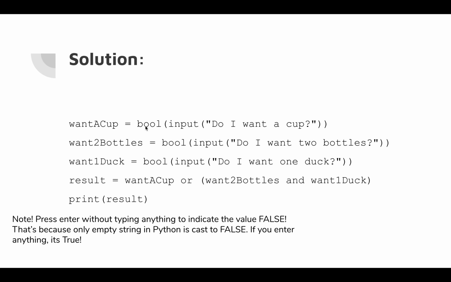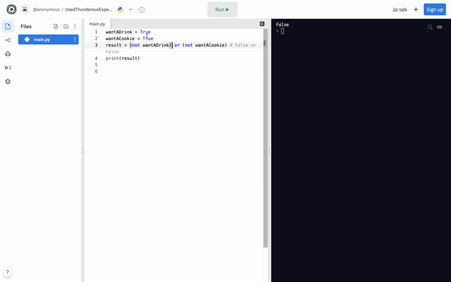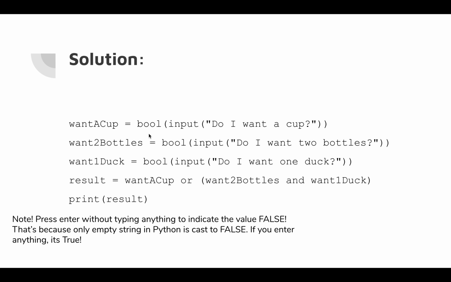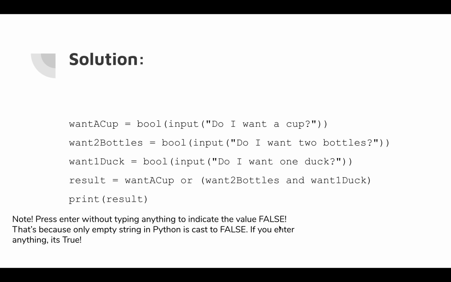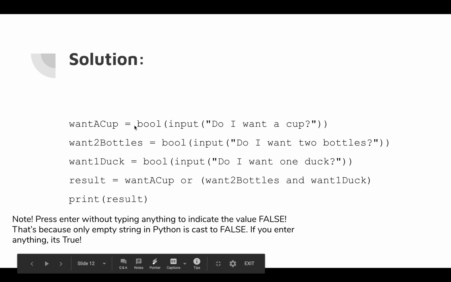You'll notice right here that I'm actually asking the user whether or not they want a cup, want 2 bottles, or want 1 duck. This is obviously quite different from the other problem that you see right here, since there we're just assigning the values. Note that if we want the user to say whether or not they want a cup, you press enter without typing anything to indicate the value false, because in Python, if you cast a string to a Boolean or truth value, only the empty string will be cast to false. By the way, bool right here means that you're casting the string to a Boolean value.